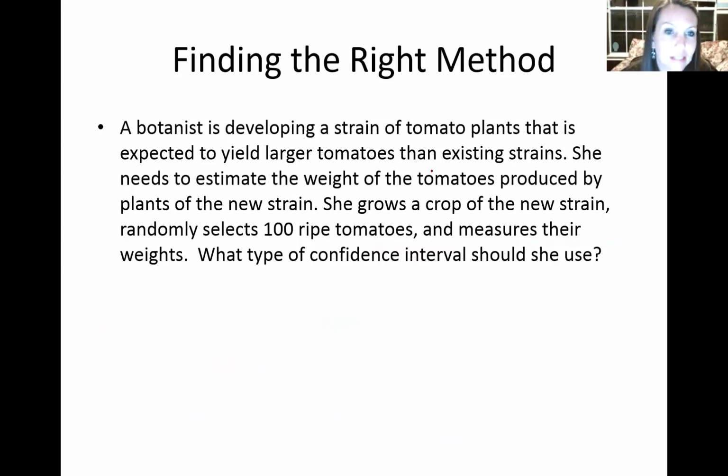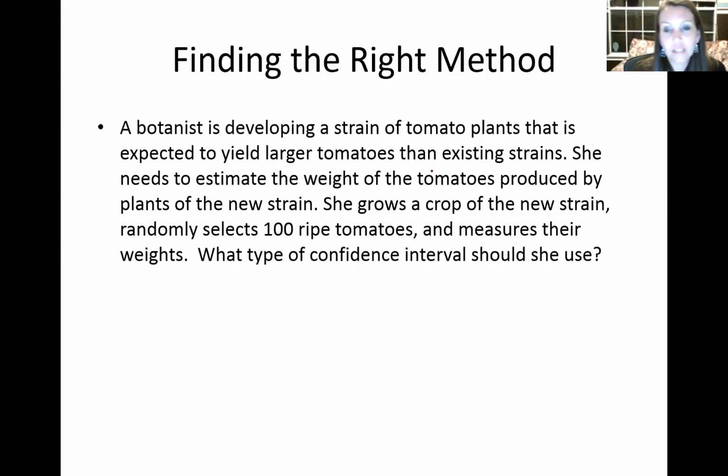It says a botanist is developing a strain of tomato plants that is expected to yield larger tomatoes than existing strains. She needs to estimate the weight of the tomatoes produced by the plants of the new strain. She grows a crop of the new strain, randomly selects 100 ripe tomatoes, and measures their weights. What type of confidence interval should she use?